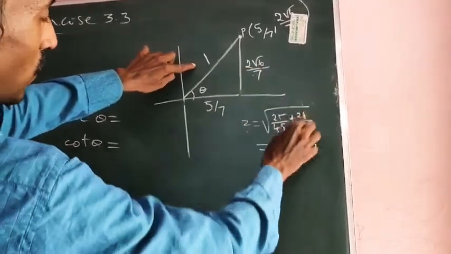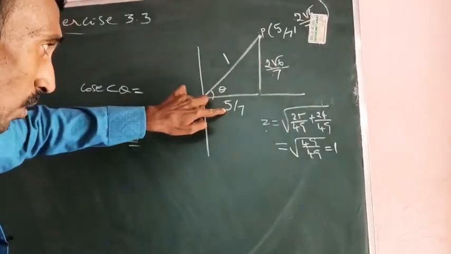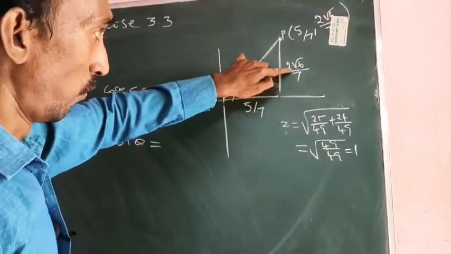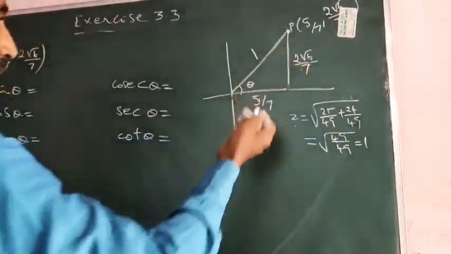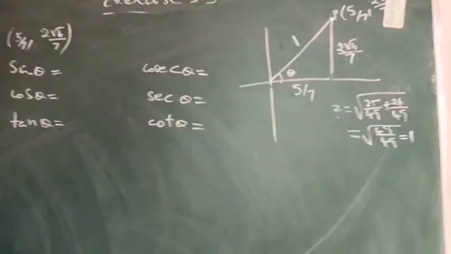So z equals the square root of x square plus y square. That is 25 by 49 plus 4 into 6, 24 by 49. 49 by 49, we are getting 1. Then we can write down the 6 ratios easily.